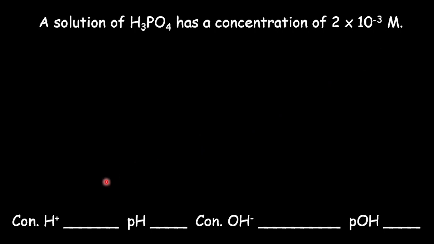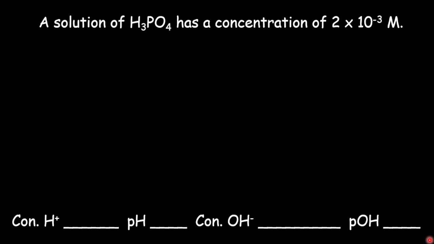Now what we're going to do is calculate all these different variables. We're going to look at the concentration of H plus ions, the concentration of OH minus ions as well, the pH, and also the pOH. We're going to find them using the different formulas. So let's go through it now.